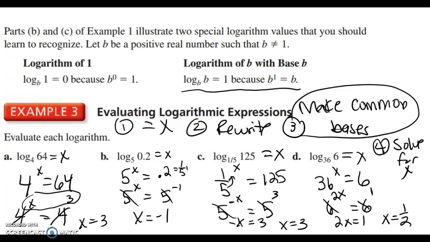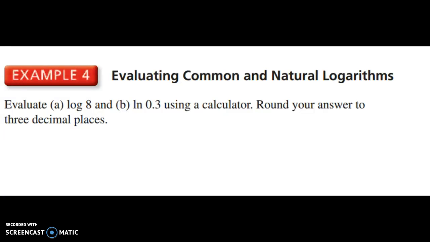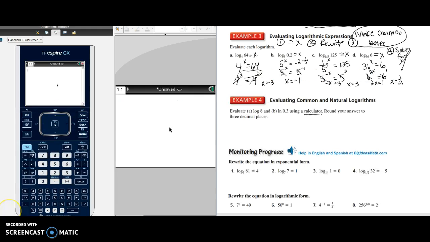The last example, you're simply typing these numbers into your calculator. So for example 4a, log base 10. So you'll notice log, you'll have to hit the 10^x button. If there is no number on the bottom, the calculator will automatically place a base of 10, which is what we wanted to do there.